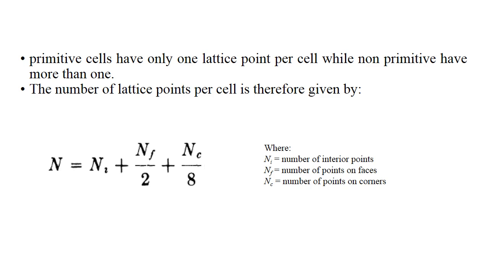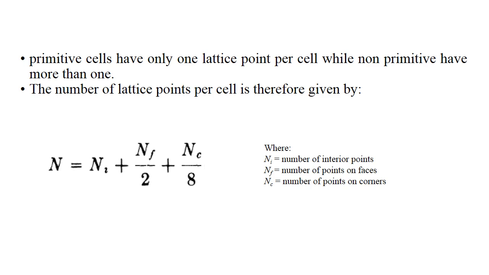And if we explain about the edges, one edge of a cube is shared between 4 different cubes. A cell which is present at the edge of the cube is shared between 4, and one cube will have the 4th part of that cell or lattice point.